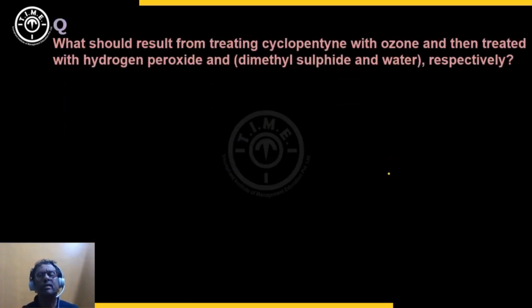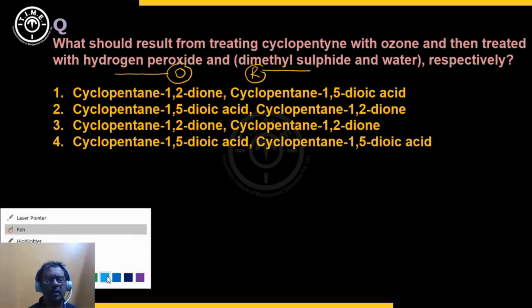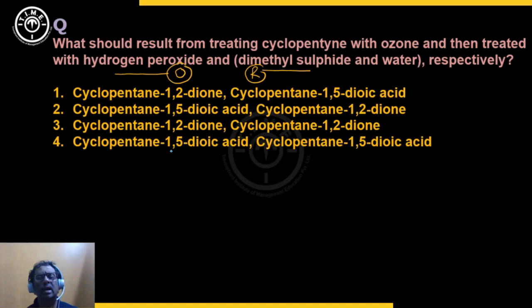Now, what should result from treating cyclopentyne with ozone and then treating with hydrogen peroxide, and dimethyl sulfide and water? This is nothing but reductive ozonolysis, and this is oxidative ozonolysis. Correct? So let us check. Start with what? Start with cyclopentyne rather. So start with cyclopentyne.